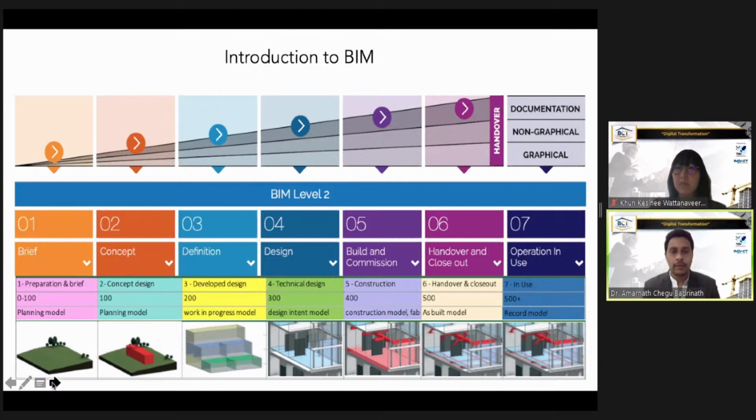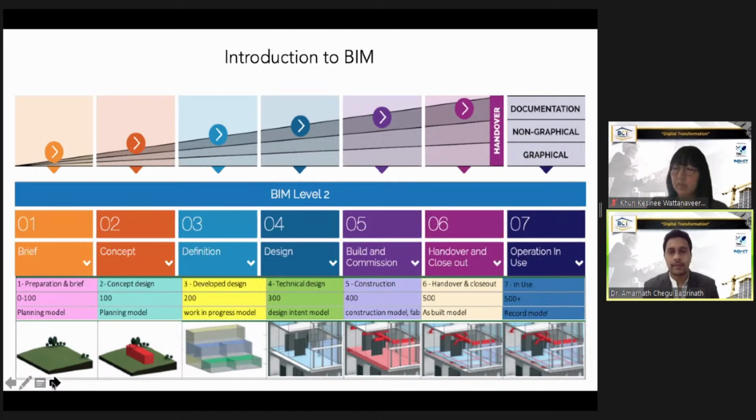So when we talk about BIM and the project, it's a timeline. You start planning the projects, then the conceptual model, then the definition, then the design, then the build and commission, then you're handing over the projects and then the operations. And during this phase, you have 3 categories of items: graphical, which is about the level of visualization; non-graphical, which is about the parameters of each material; and the documentation, in terms of installations or otherwise.